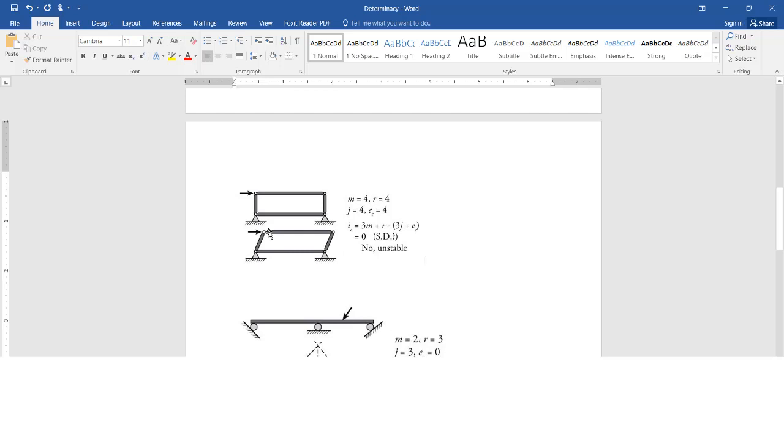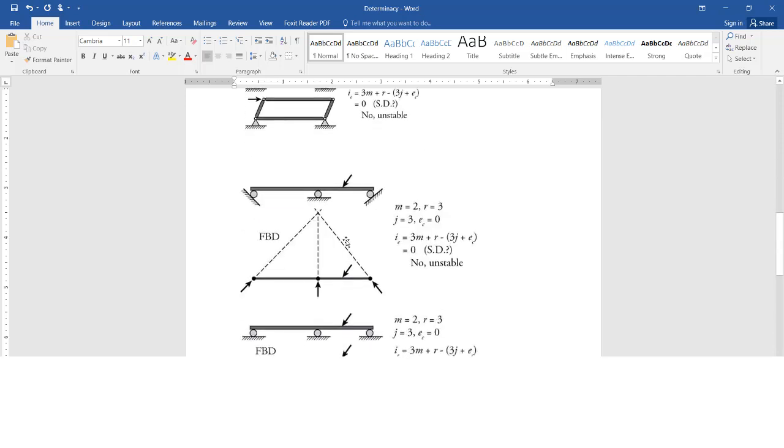In this case, it has four elements with four reactions. There's no structural indeterminacy in this frame, but it is no more a stable frame, because it only has reactions in the parallel direction. There's no horizontal restraint because of the joint conditions of the member elements. So all the reactions are parallel, so it's no more stable.